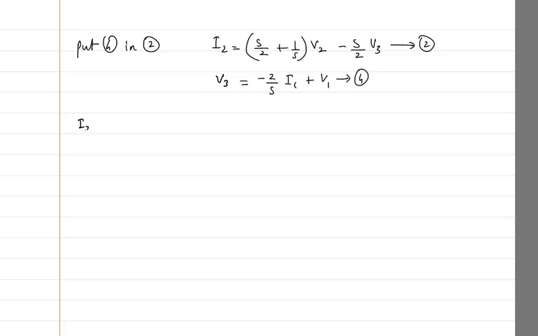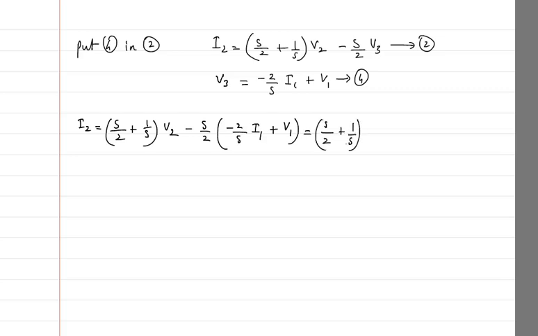Therefore I will get I2 is equal to S by 2 plus 1 by S V2 minus S by 2 into minus of 2 by S I1 plus V1, which I can now expand as S by 2 plus 1 by S V2, minus and minus becomes plus, so this is plus S and 2 gets cancelled off, so plus I1 plus S by 2 V1.